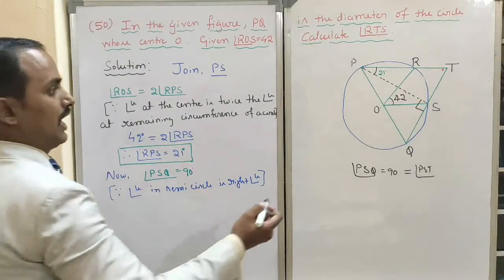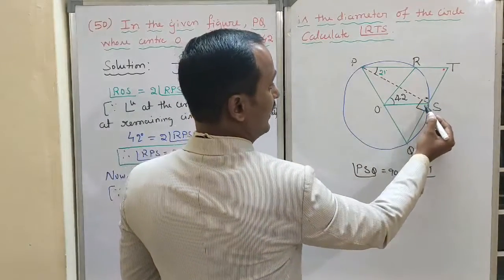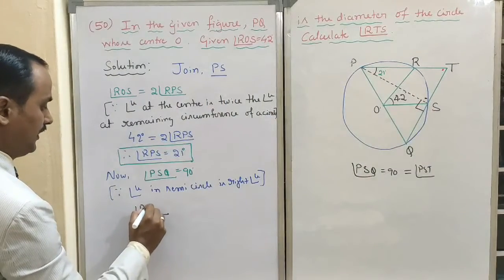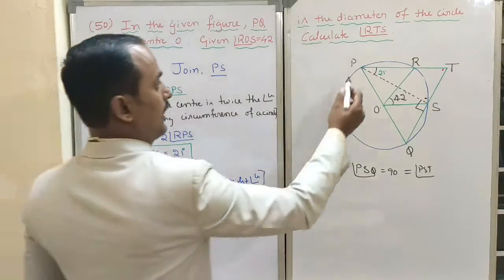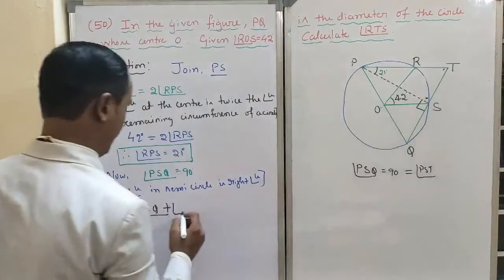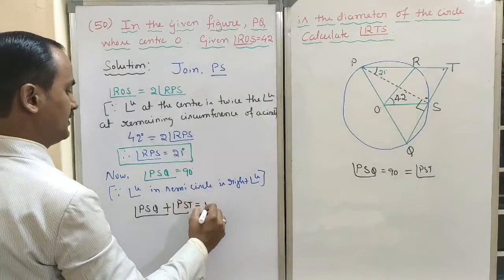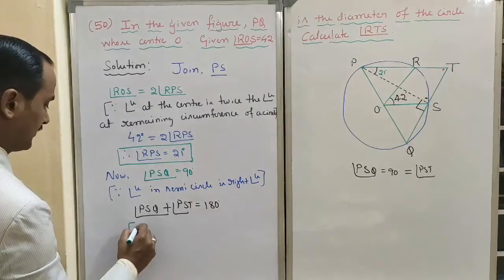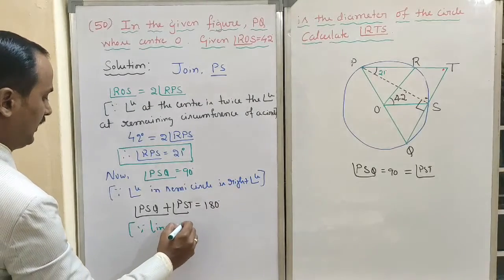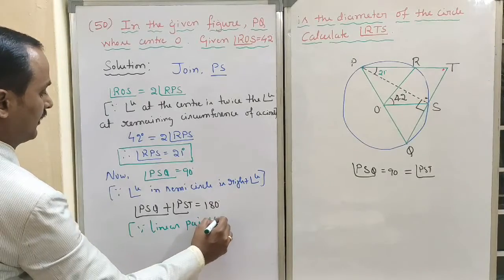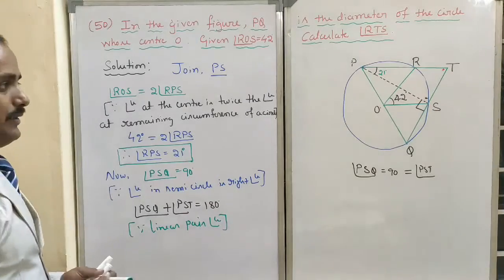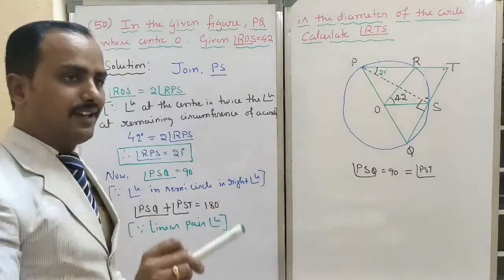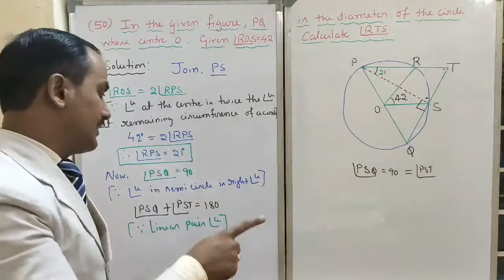Now dear children, look here. One more point: I want this angle with the help of this angle. These two are linear pair angles. The angle PSQ plus angle PST is equal to 180 degree. Reason? Linear pair angles are 180 degree. Linear means straight line. On the straight line, pair angles are 180 degree.